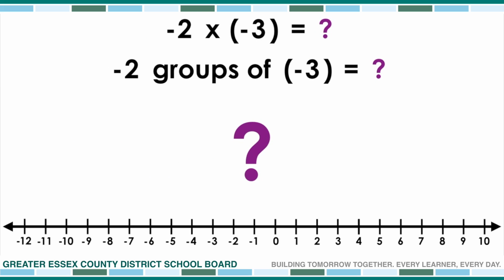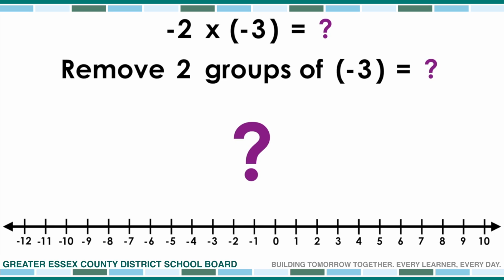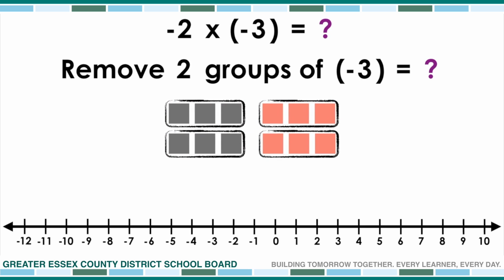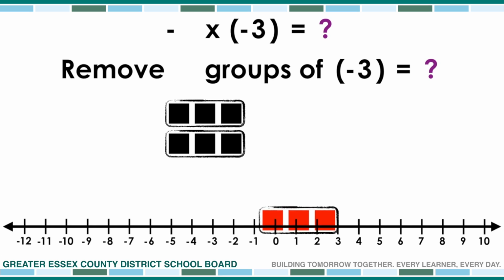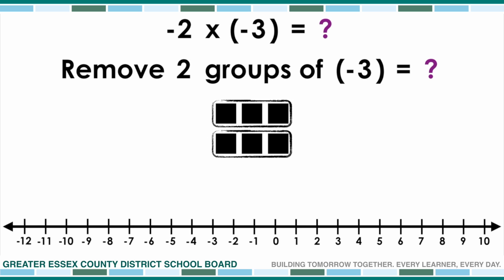Let's have a look at another scenario. Here we have -2 groups of -3. One way we can interpret this is that we want to remove 2 groups of -3, or subtract 2 groups of -3, and we need to utilize the zero principle here. So we're going to create ourselves 2 groups of +3, 2 groups of -3, and we're going to remove 1 group of -3. We're going to remove 2 groups of -3, and guess what? What we have is 2 groups of +3 left over.